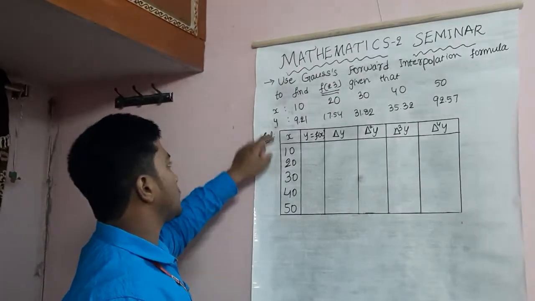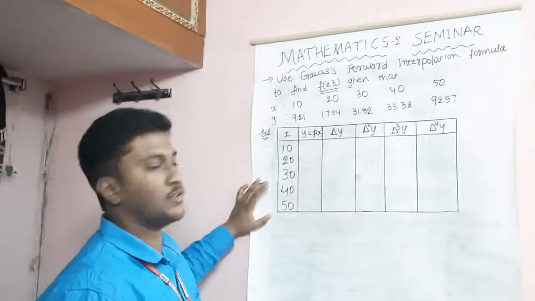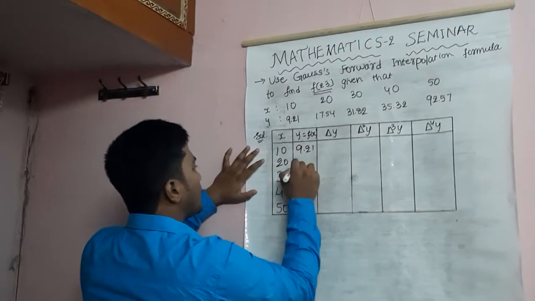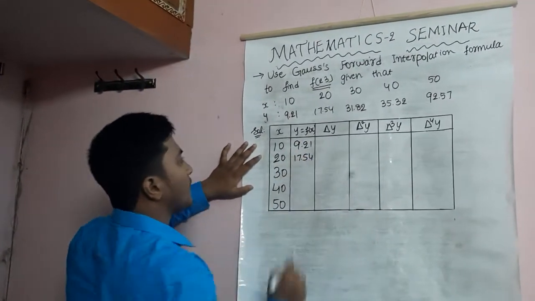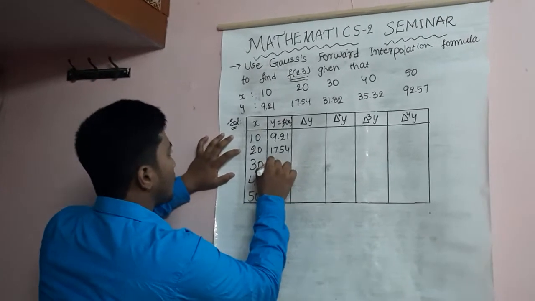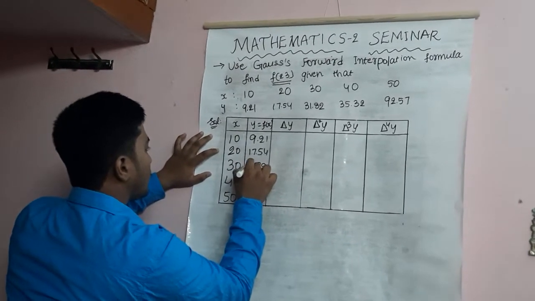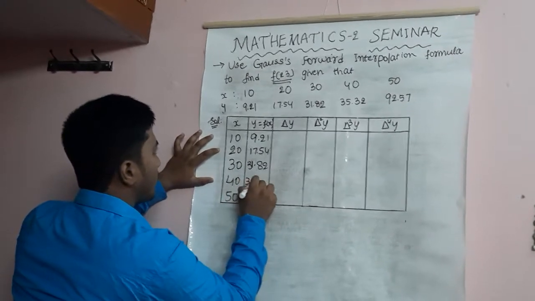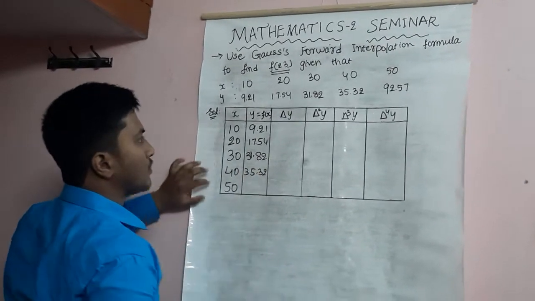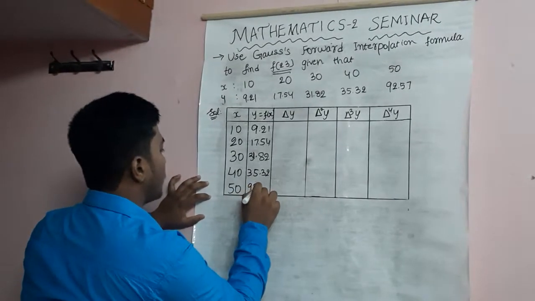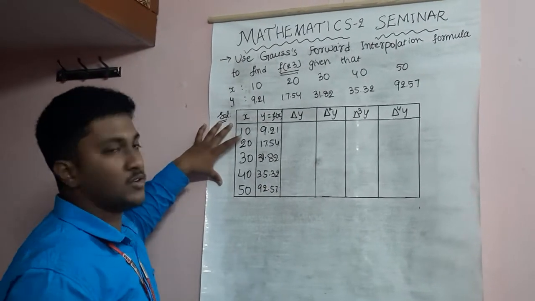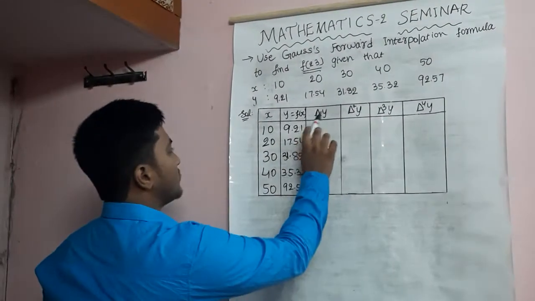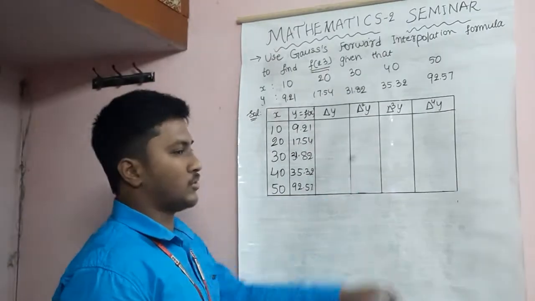So the given values, I have noted the x values and the corresponding y values: 9.21, 17.54, 31.82. So when x is 40, 35.32, 92.57. So these are x values and these are the corresponding y values from the given data. Now we should find the differences: first, second, third and fourth.